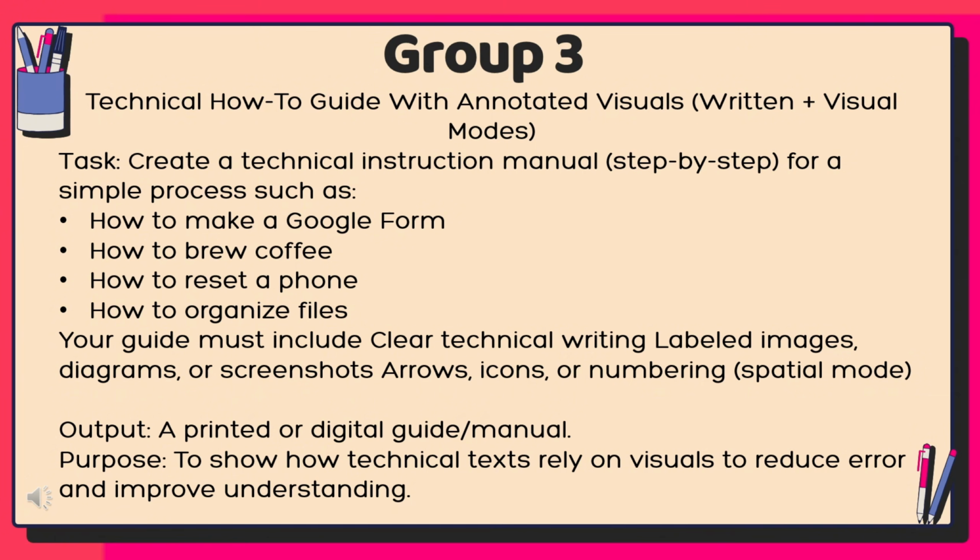Group 3: Technical How-To Guide with Annotated Visuals. Written plus visual modes. Task: create a technical instruction manual, step by step, for a simple process such as how to make a Google form, how to brew coffee, how to reset a phone, how to organize files. Your guide must include clear technical writing, labeled images, diagrams, or screenshots, arrows, icons, or numbering, spatial mode. Output: a printed or digital guide, manual. Purpose: to show how technical texts rely on visuals to reduce error and improve understanding.